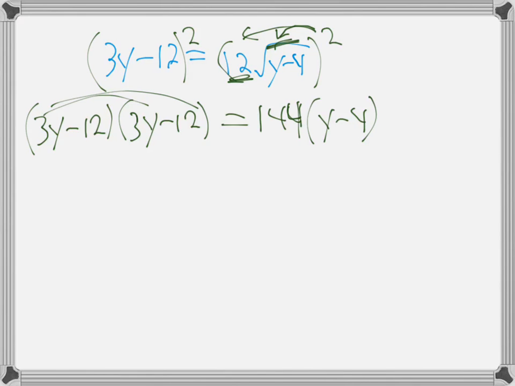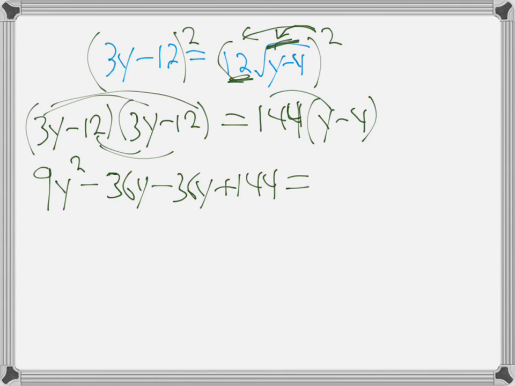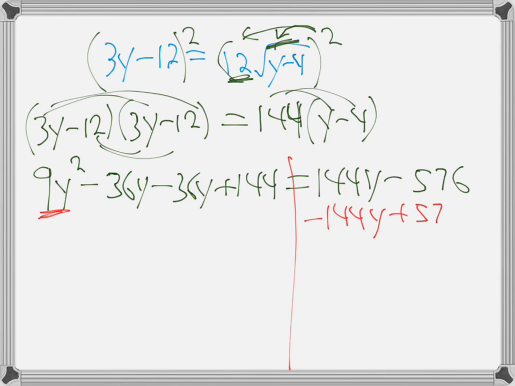And then you got to FOIL. This problem is never ending. I thought we were almost done. Minus 36y plus 144. Boom, boom. Is 144 times y minus 4. 288, 4. I don't know. I'm tired of this problem. Minus 4 times 144. 576. And now what should we do? We got y squared. What do you do when you got y squared? Get a 0. Subtract 144y, add 576. These numbers are terrible.